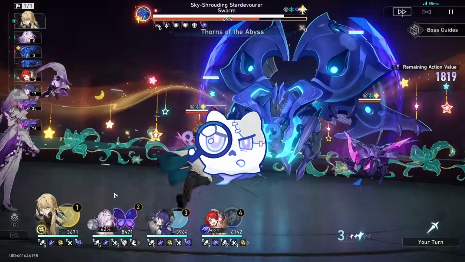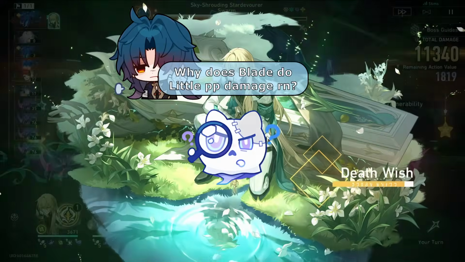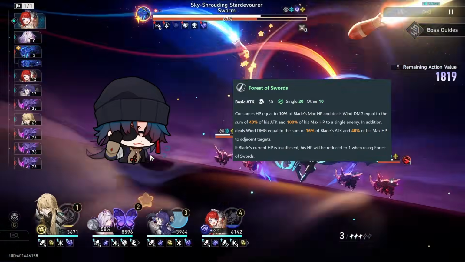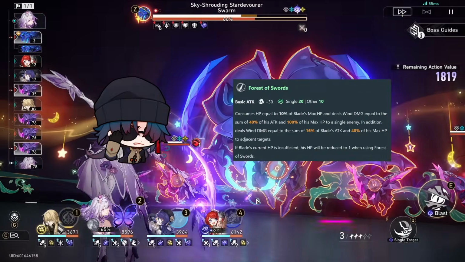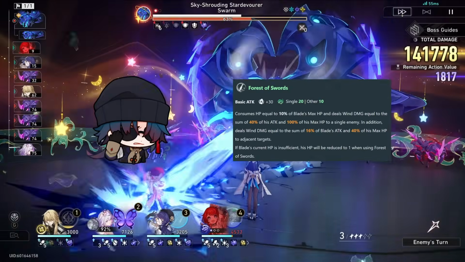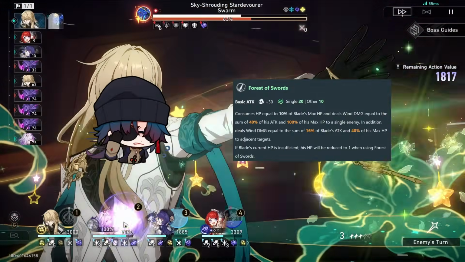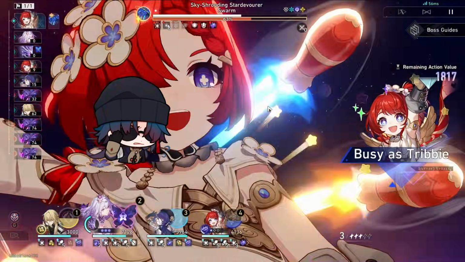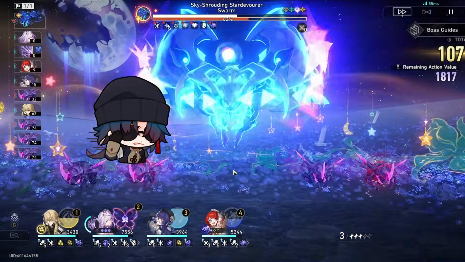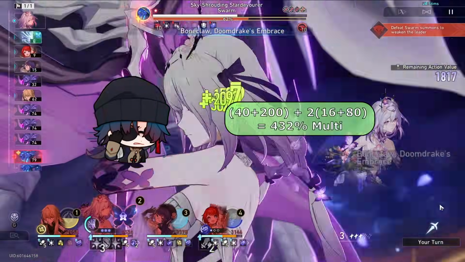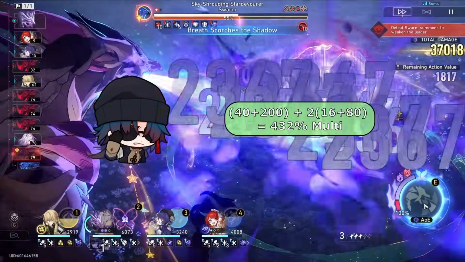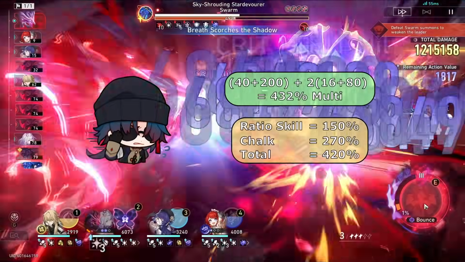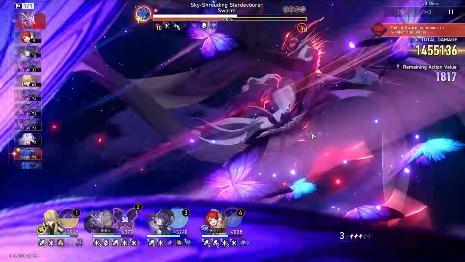Next question is, why does Blade do little PP damage? Well, let's look at his basic attack multiplier. At talent level 6, it's 100% HP and 40% attack to the main target, and 40% HP and 16% attack to the adjacent targets. But now that we know that HP is double that of attack, we can easily convert the numbers to attack, which gives us a multiplier of 432%. This is not small damage at all, and is very close to a Ratio Chalk and skill, which equates to 420%. So why is it doing so little damage?